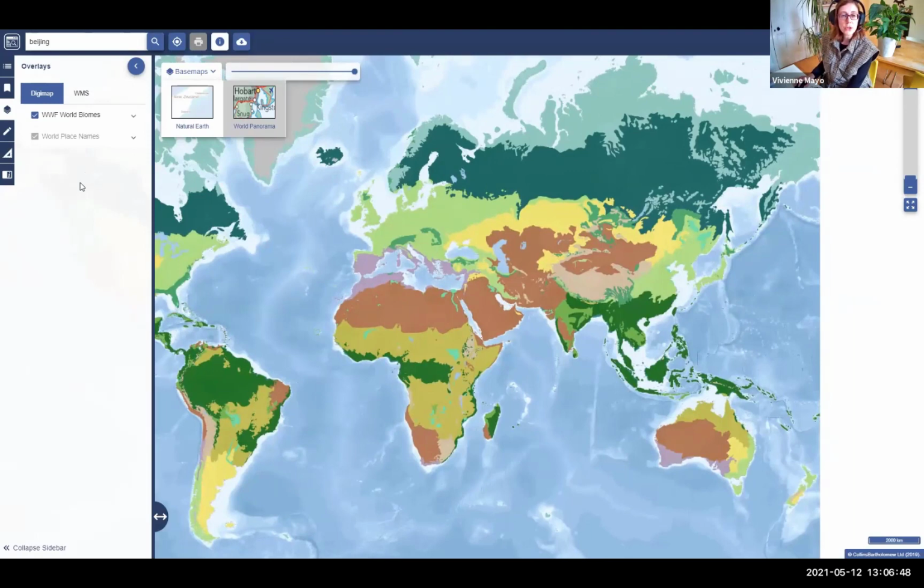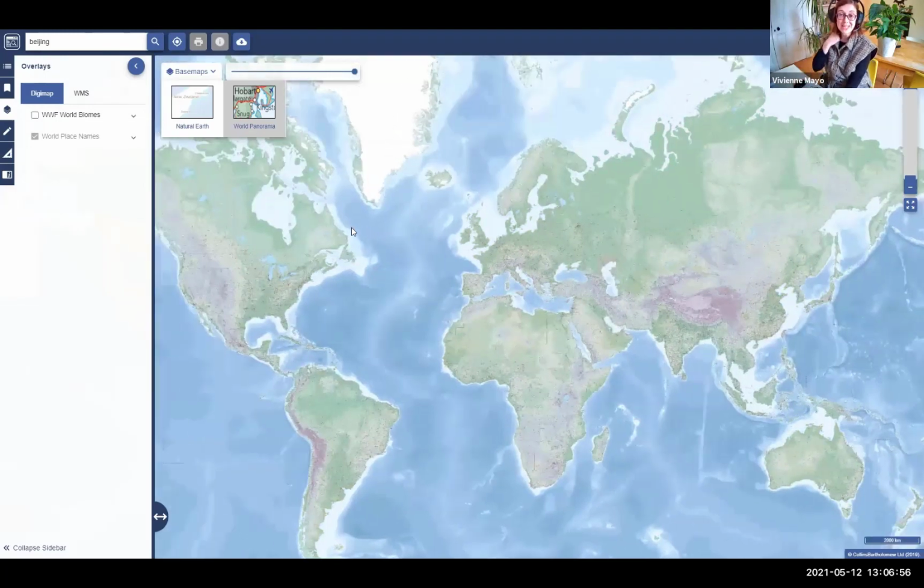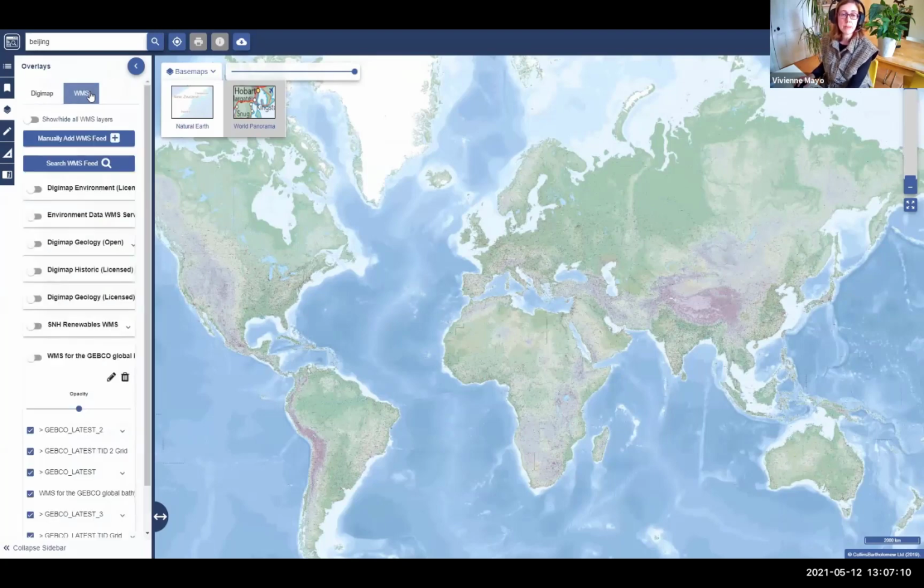The other two features I wanted to show you were how you can combine your own data, or data from other sources, and integrate those into Global Roam. There are two ways to do that. Within the overlays menu here, there are two tabs. I'm on the Digimap one, these are the overlays we provide, but there's also a web map service tab.